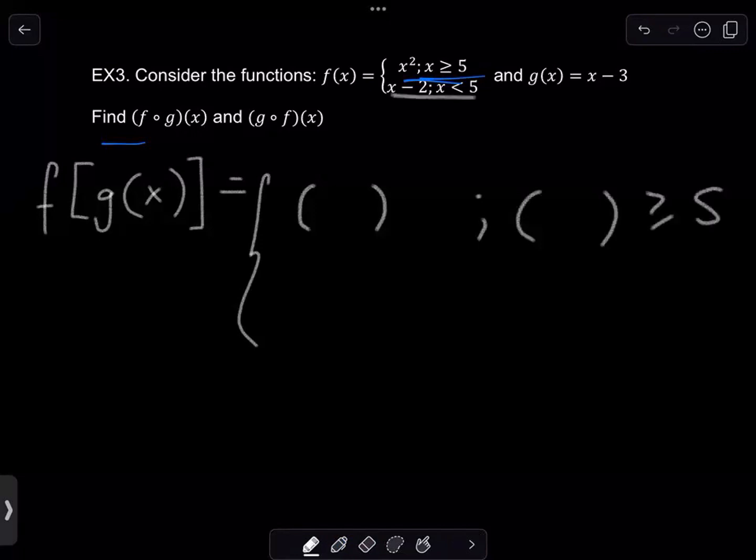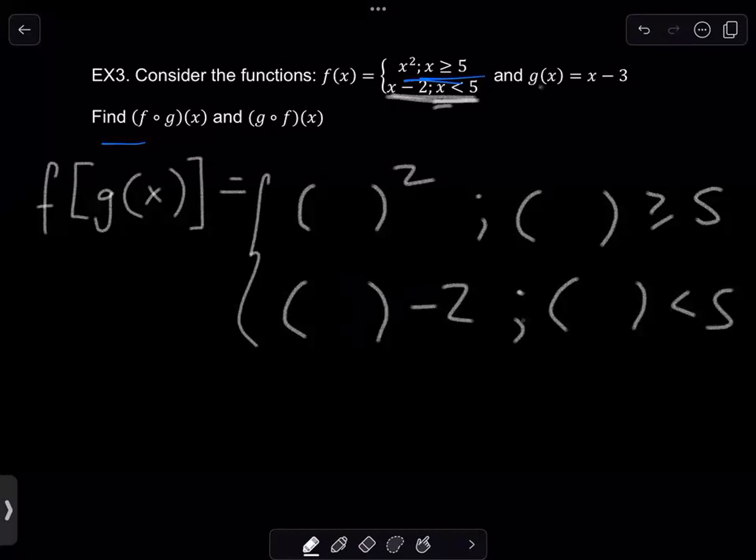And then we have, there's a square sign here. We have x minus 2 whenever x is less than 5. So we'll have bracket minus 2. Let's make this bracket a bit bigger. Minus 2 whenever bracket x, because we have an x there, so bracket less than 5.